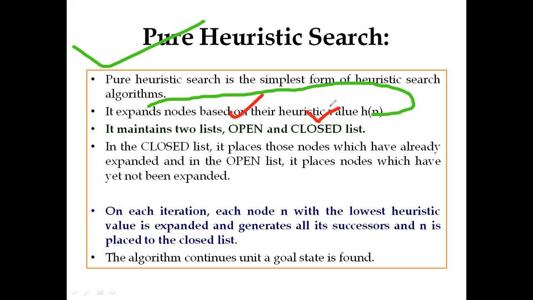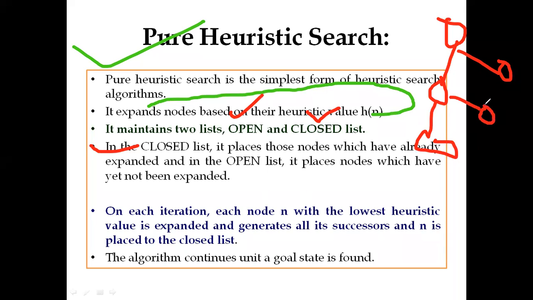Now we are maintaining two lists. What is the name of one list? Open list, and the other is the closed list. In the closed list, it places those nodes which have already been expanded, and in the open list, it places nodes which have not yet been expanded. Now, what is this word expand that I am using, exactly? See, let's take an example. I have made a tree here. So this is a tree.